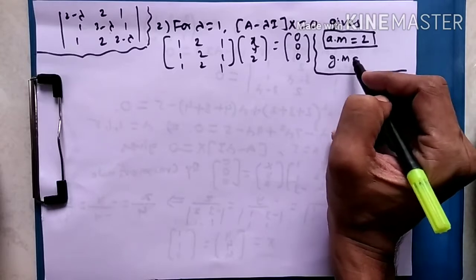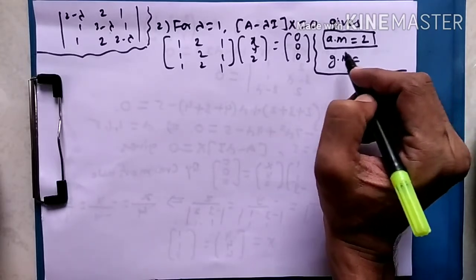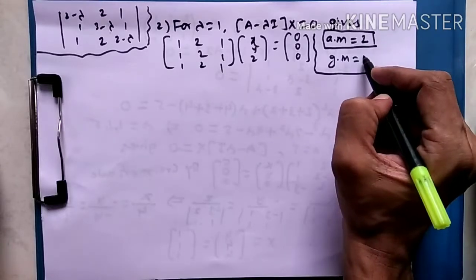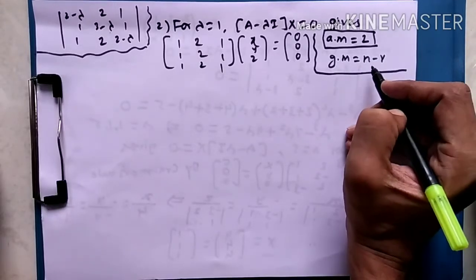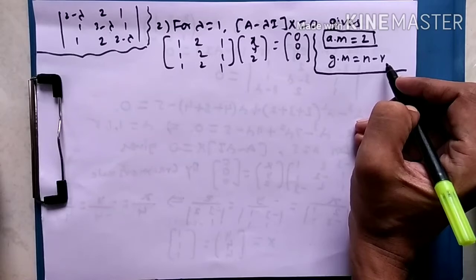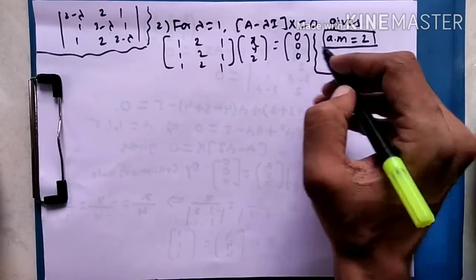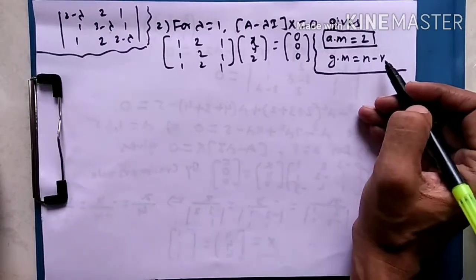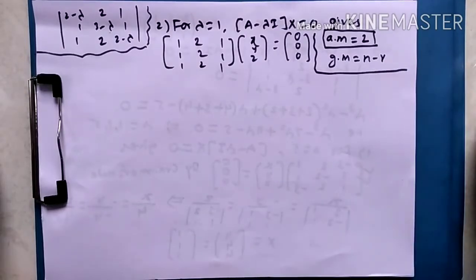Means required eigenvectors. How many eigenvectors will we be getting? Same as geometric multiplicity. And what is geometric multiplicity? N minus R: number of unknowns minus rank of matrix. So number of unknowns means X, Y, Z. So for a 3 by 3 matrix, it will always be 3. We just have to see what the rank of this matrix is.